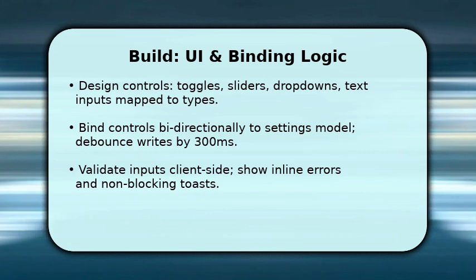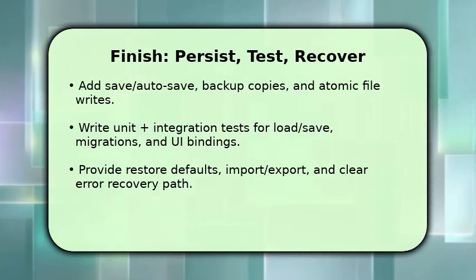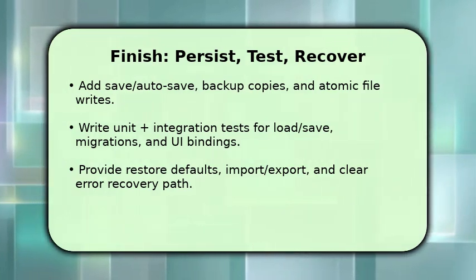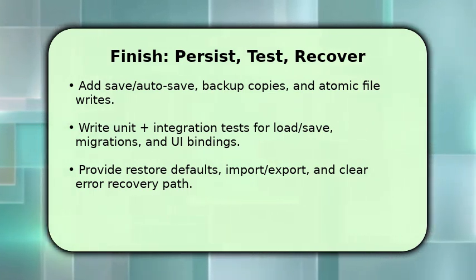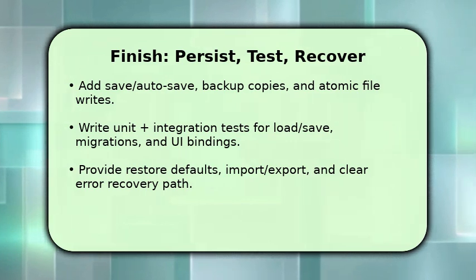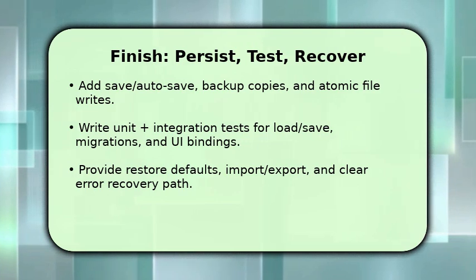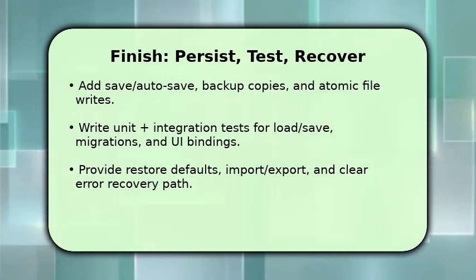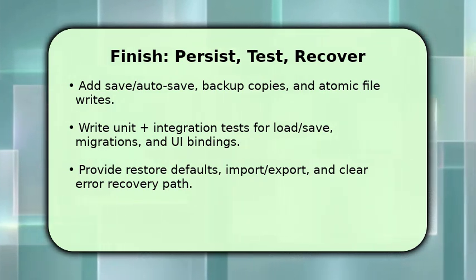You finish by making persistence robust. Use atomic writes and create backups before migration. Then cover it with tests for loading, saving, and version migrations so future changes don't break users. Add export/import and a clear restore defaults action so users recover from bad configs. Finally, document expected behavior and edge cases in a short README.